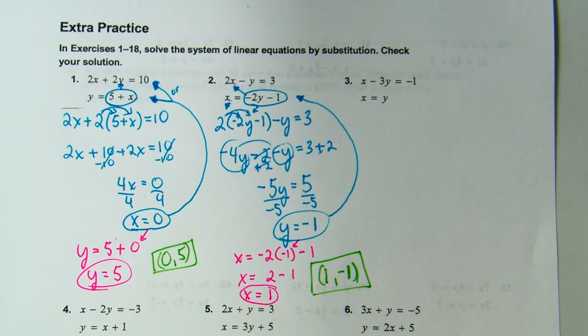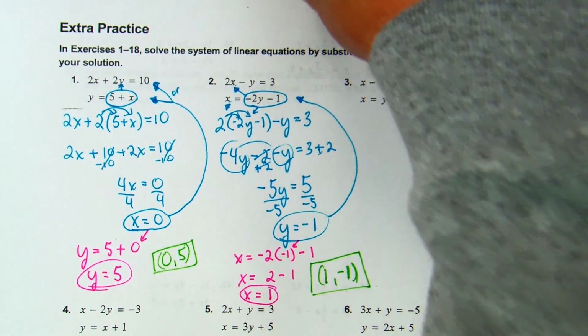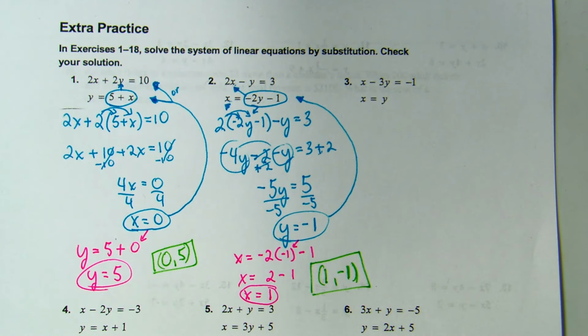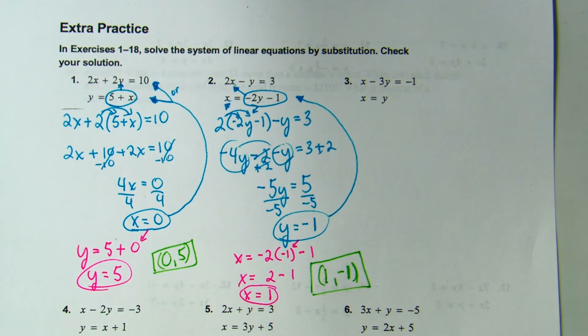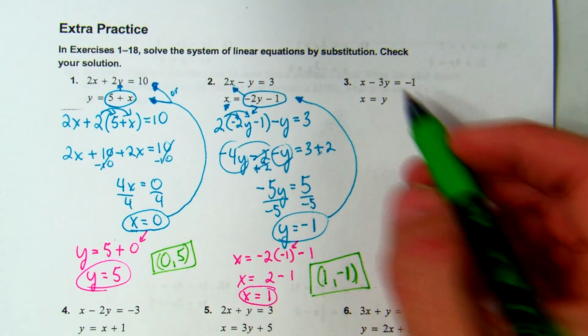Okay, on to number 3. Now this one's pretty simple. Once we find one variable, we found the other one because x equals y. So when we find one of them, we can just know the other one is the same thing. So let's go look at how we're going to do this right here.